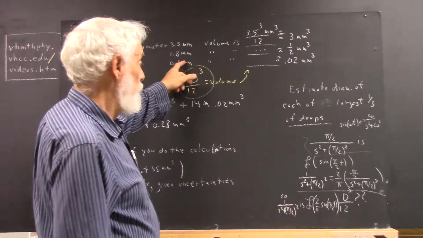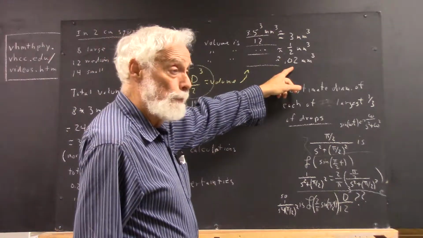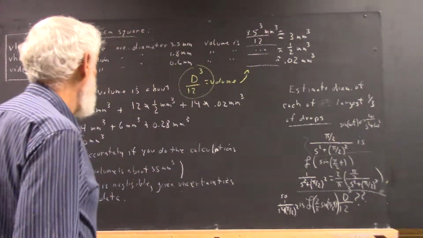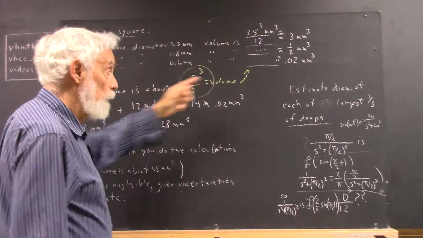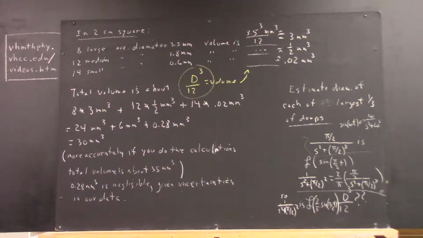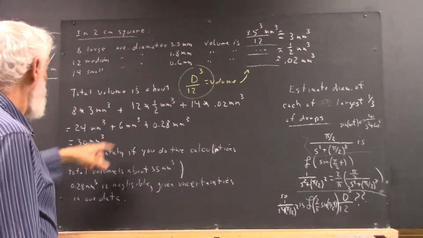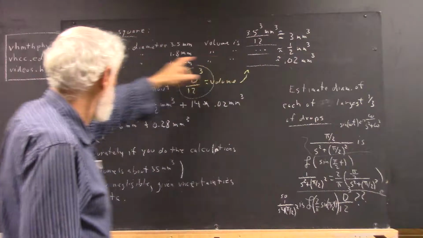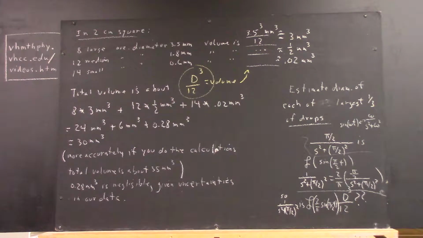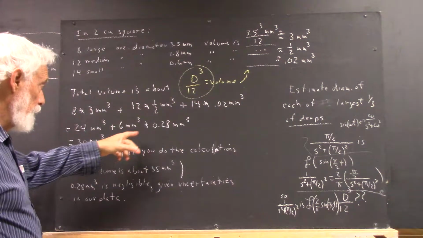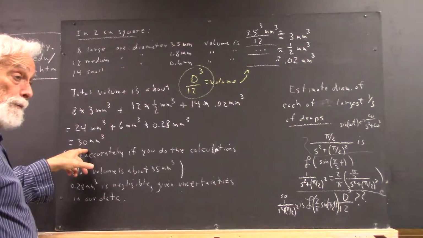1.8 millimeters gives you about 0.5 cubic millimeters. 0.6 millimeters gives you about 0.02 cubic millimeters. Then we calculated what the volume would be if we had 8 of these, 12 of these, and 14 of these. And that's very straightforward. We just add 8 times 3 cubic millimeters because we had 8 of those, and 12 times 1/2 cubic millimeter because we had 12 of those, and 14 times the 0.02 cubic millimeters. And we got 24 and 6 and 0.28 cubic millimeters, and that rounds off to 30 cubic millimeters.